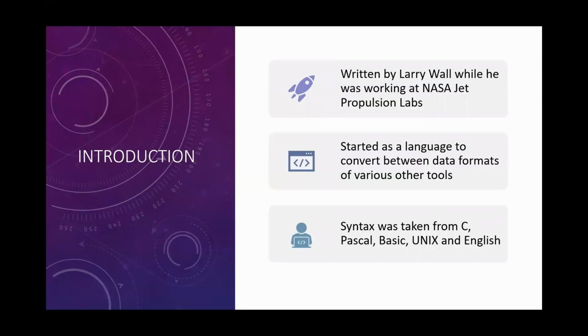Perl was written by a gentleman named Larry Wall while he was working at a NASA Jet Propulsion Lab. Perl, though, is in no way, shape, or form associated with NASA. They pretty much don't want to claim it. Anyway, it started as a language to convert between data formats of various other tools. So porting data between two different computer software programs that they were using for analysis or etc. The syntax for Perl was taken from C, Pascal, Basic, Unix, and English itself.